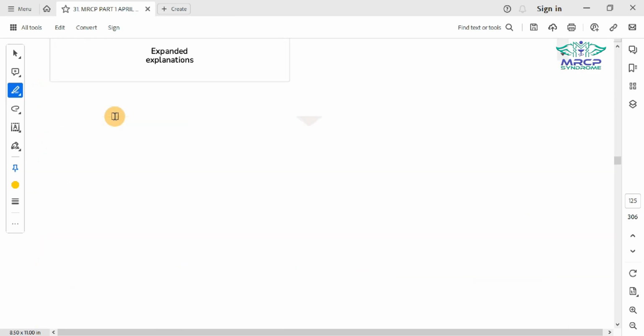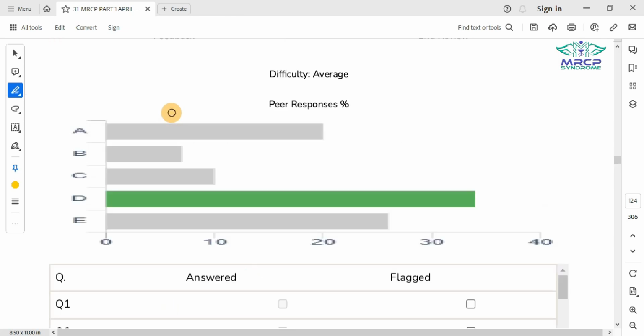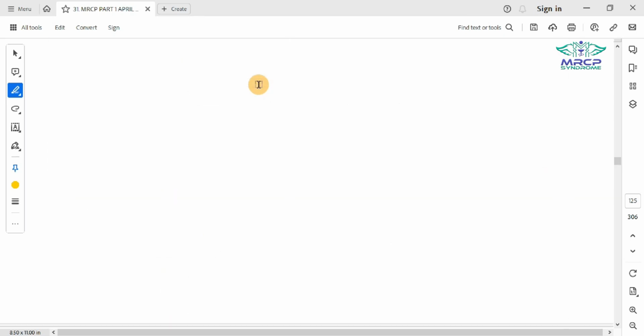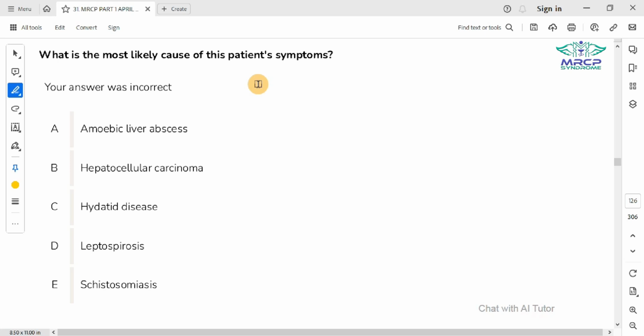So BMD will be decreased, no? Yes, the bone mineral density will be decreased. There will be just a slight reduction in the short term. Okay. Okay, next. What is the most likely cause of the patient's symptoms?